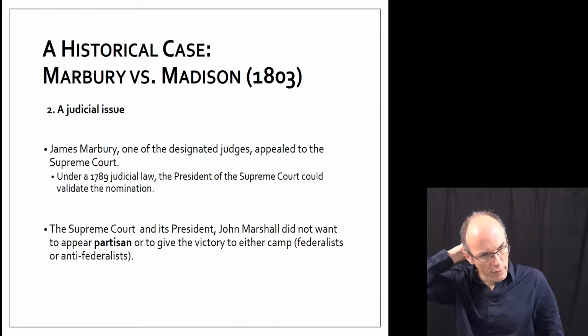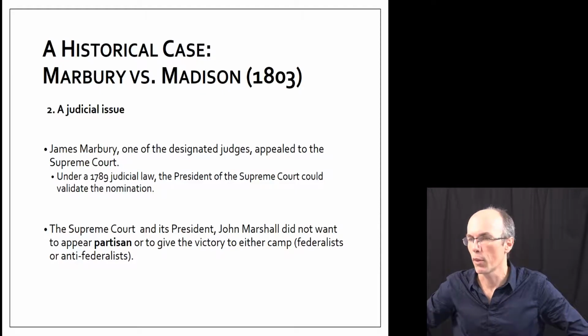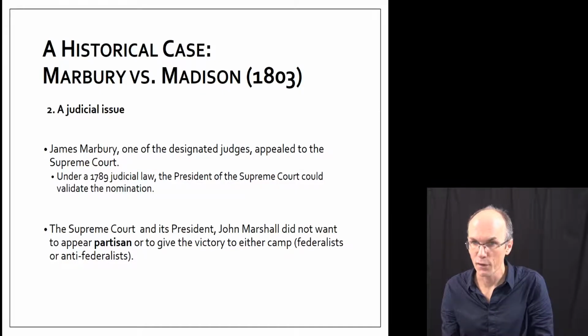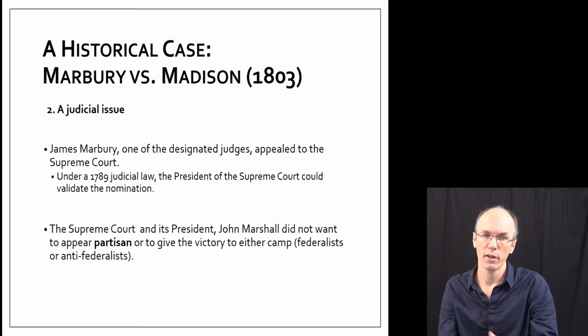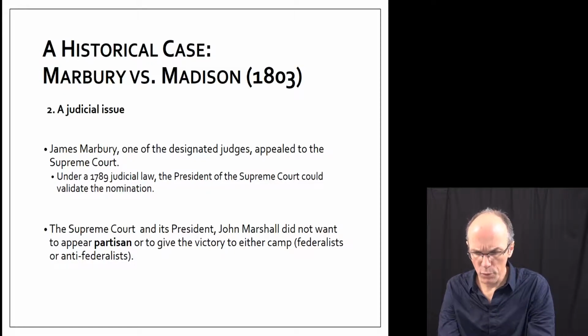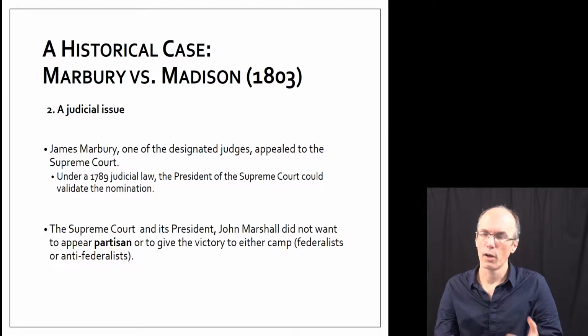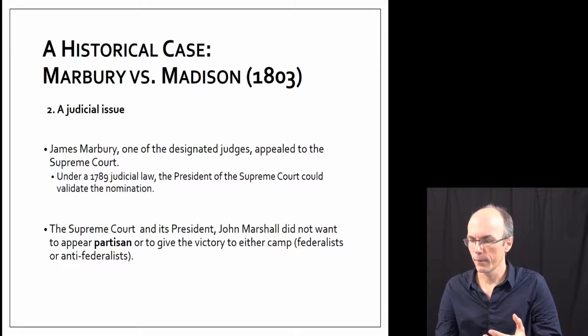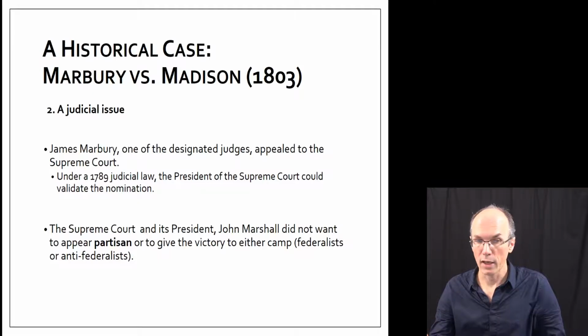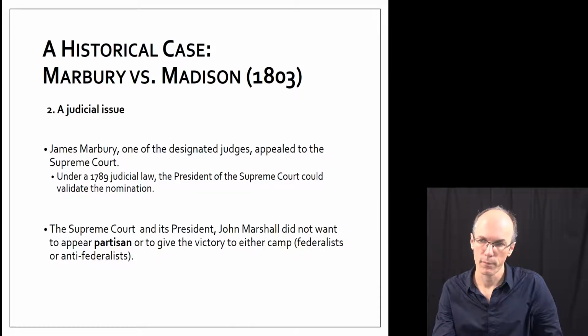And one of the judges, named William Marbury, was unhappy with the decision. He had expected to be a judge. So he went to the Supreme Court and he argued that the Supreme Court should confirm his nomination. Why the Supreme Court? The US Senate is in charge of confirming nominations. Well, yes, but in 1789, Congress had passed a law which said that the US Supreme Court could validate a judge's nomination.